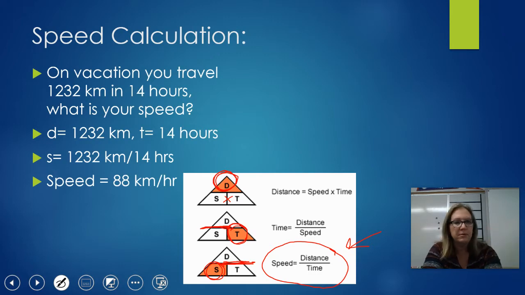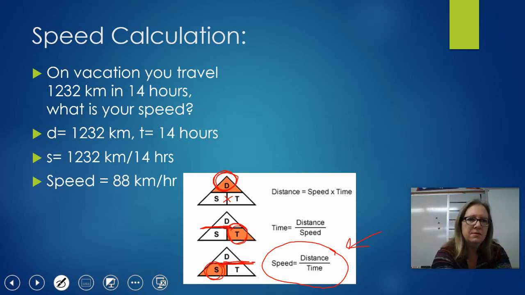So let's look at this example. Imagine you're on vacation and you traveled 1,232 kilometers, and it took you 14 hours to do that. What is your speed, okay? Now, in real life, you probably aren't going the exact same speed all the time, but for these calculations, we're just going to assume that it is. It'll give you your average speed, okay?